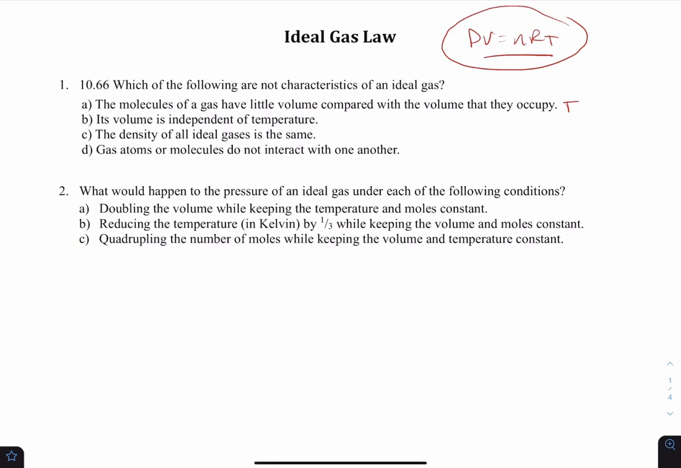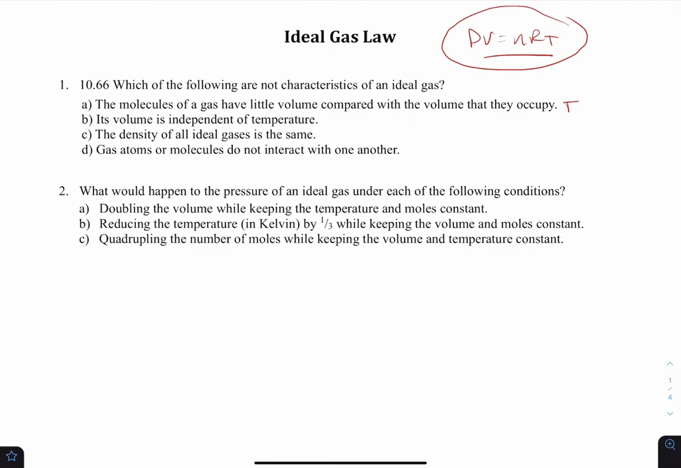And then when we learn later about what we call the van der Waals equation, where we take into account the volume of gases, because it actually does change our pressures and temperatures a lot, this is one of the main variables that we take into account: the volume of the molecules of the gases. So for the ideal gas law, that's one of the main 4 to 5 assumptions that we have. Letter B says its volume is independent of temperature.